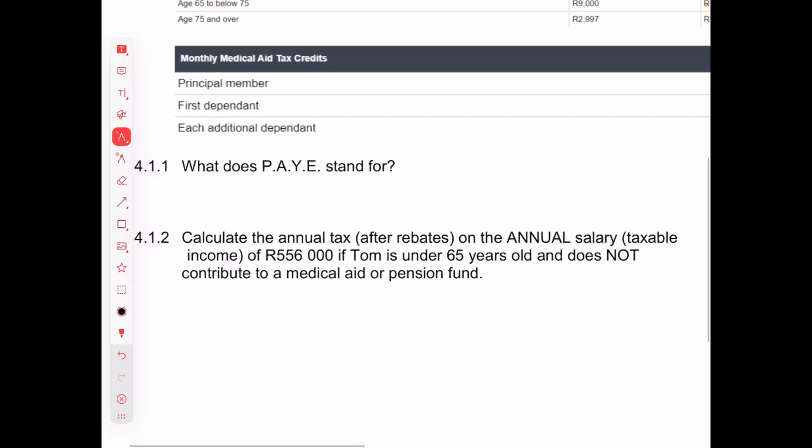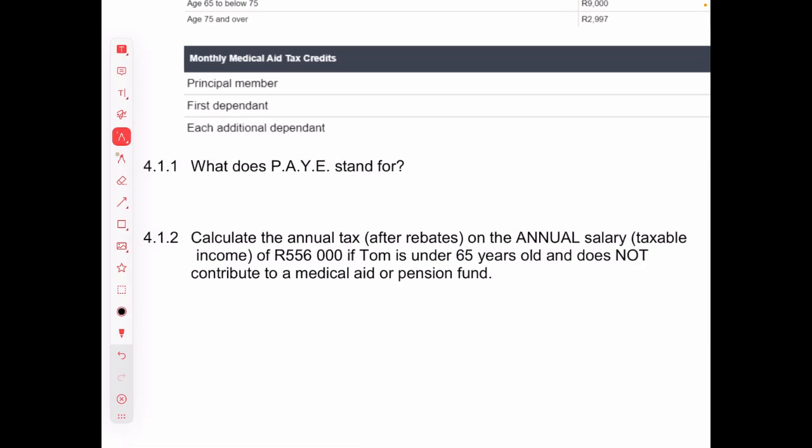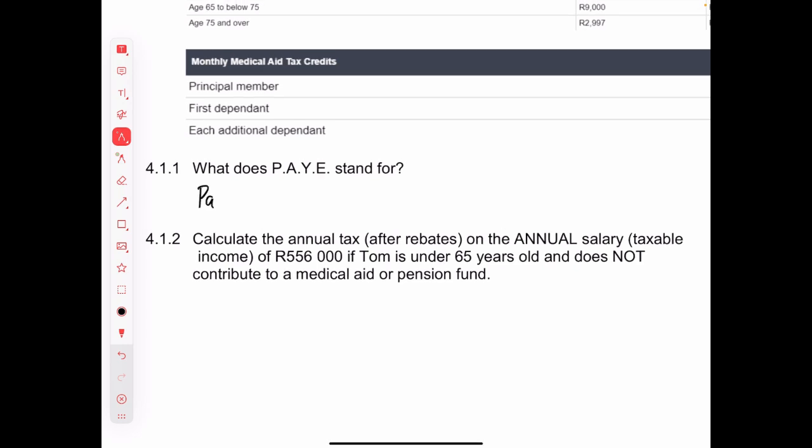Today we're going to be doing number 4 of the income tax worksheet. So number 1, 2 and 3 videos are out and this is number 4. So the first question is, what does PAY stand for? Sometimes you will get acronyms and you need to know what they stand for. So in this case we're going to say pay as you earn.